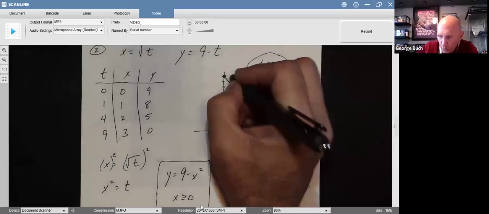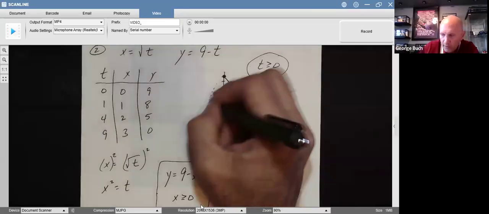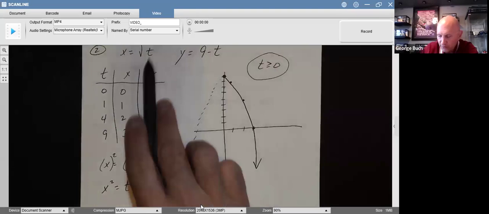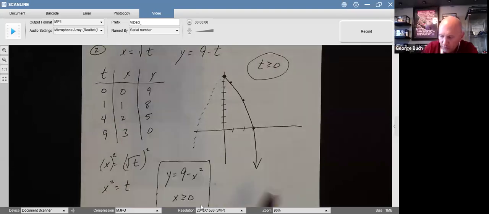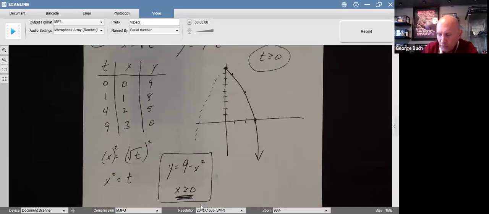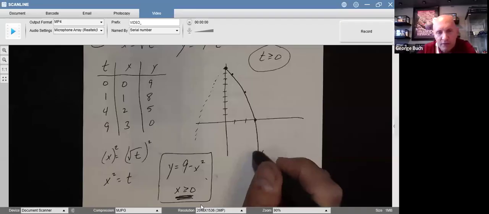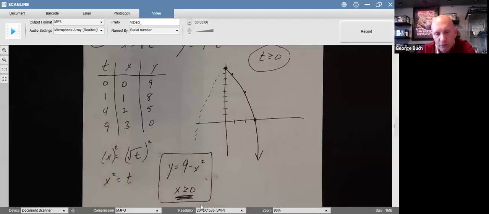But that would give us the whole parabola. We don't have the whole parabola because of this square root of t. We only have the right side. So we have to put this restriction in that, okay, it's 9 minus x squared, but x is greater than or equal to 0. Because remember, this equation has to give us the same picture back. If it doesn't give us the same picture back, then the equation's not correct. So that's why we've got to add this piece here that x is greater than or equal to 0.